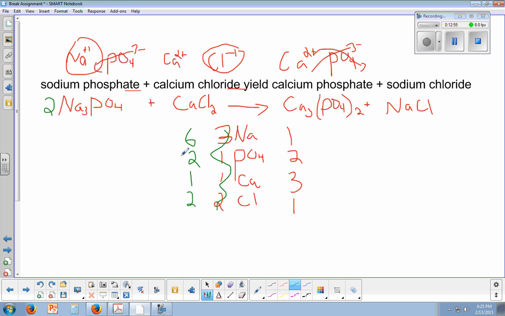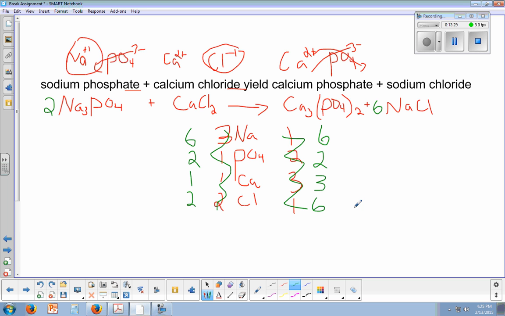Now my POs are balanced. So what am I going to do now? I need to balance my Nas, and I need to also balance my chlorines. So I'm going to balance my Nas by making this side a 6 because I am multiplying by 1. So I'm going to cross this out, and I'm going to put my 6 here. 1 times 6 is 6. PO4 is still 2. Calcium is still 3. And now my chlorine is actually 6 too.